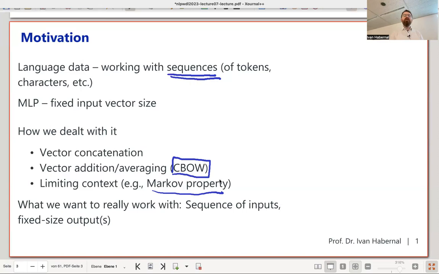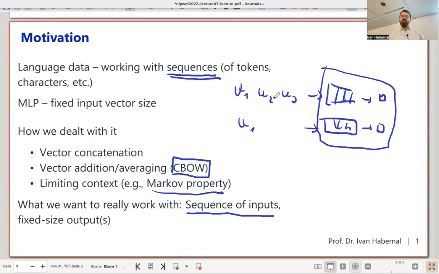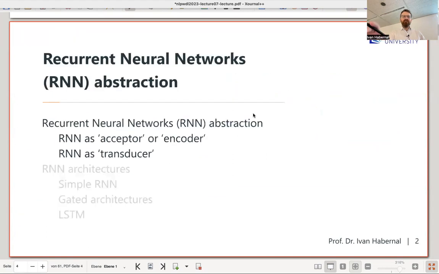So these were some simplifications, assumptions or design choices which get you somewhere, but what you really want to work with is a sequence of inputs and maybe fixed-size outputs. If I have word one, word two, and word three, I need to cram it into my network, whatever my network is, and get maybe an output. Or I have just word one, and again I want to cram it into my network and get some output. So I want this architecture to take different lengths into account just by design. That's what we're going to solve today. We're going to really look into sequences of inputs. All right, welcome to Recurrent Neural Networks, or RNN.